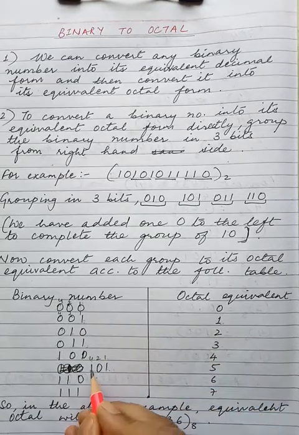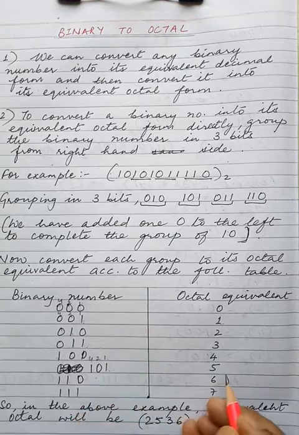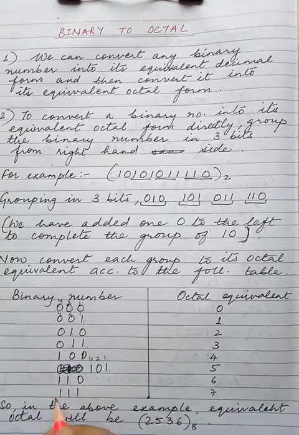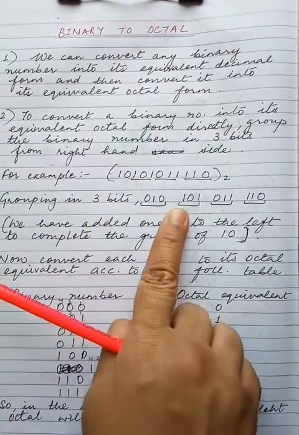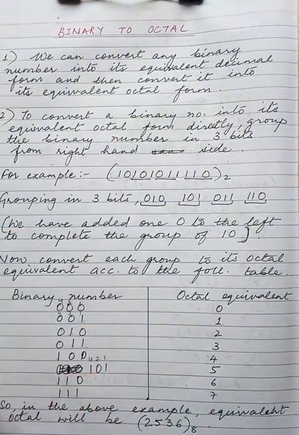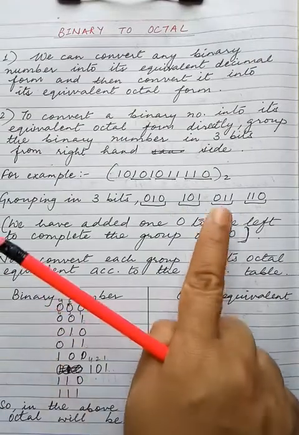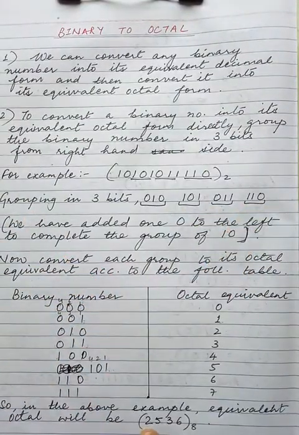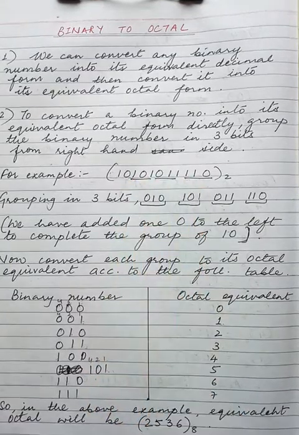Here for 101, 1 is written under 4 and 1. So you add the above digits: 5. The octal equivalent is 5. 4 plus 2 is 6. 4 plus 2 plus 1 is 7. So in this example, 010 represents 2, 101 represents 5, 011 represents 3, and 110 represents 6. So 2536 base 8 is the octal equivalent of this example.